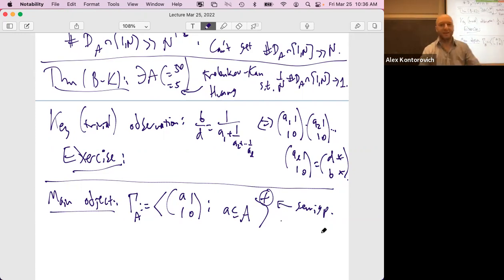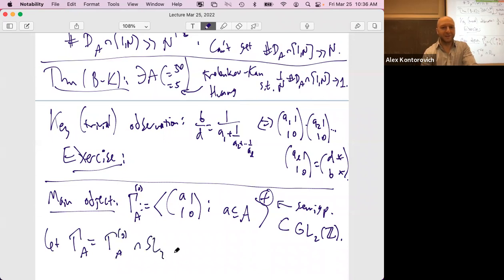That object sits inside, so actually let's call this gamma 0 of A, because this is a subset of GL2(Z). It's not a subgroup, it's a subset. Why GL2 and not SL2? Well, the determinant's negative for all the generators. So I'll immediately pass to let gamma A be gamma A0 intersect SL2. Which is even length words. Right. Okay. Yeah, exactly.